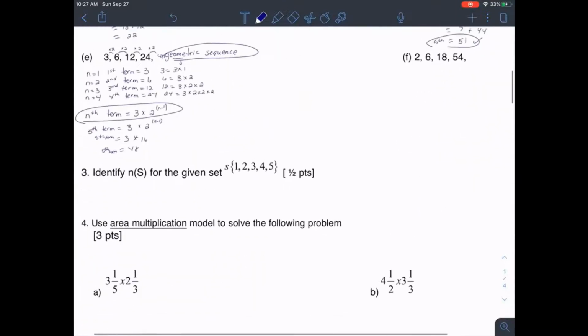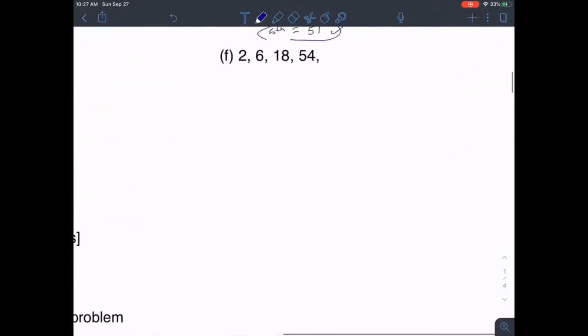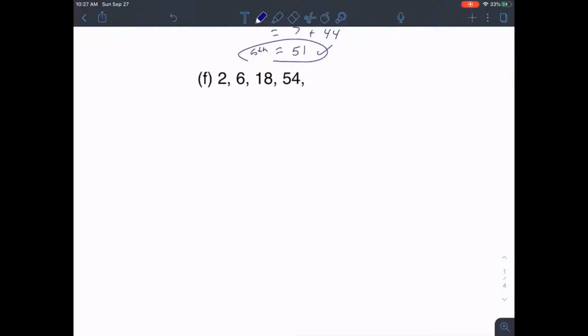Okay, so now we're on F. We have 2, 6. I think we're multiplying by 3 here. 2 times 3 is 6. 6 times 3 is 18. 18 times 3 is 54. All right, so this means if we're multiplying, it's a geometric sequence.